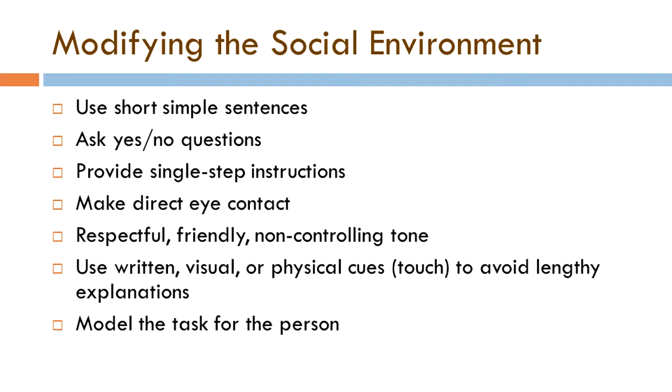Ask yes or no questions, make direct eye contact, obviously interact with our loved ones in a respectful, friendly, and non-controlling tone, using written, visual, or physical cues to avoid lengthy explanations. So what we often say here is use a lot of visual input as well. So I might pantomime the task, let's go brush our teeth, let's go brush our hair, because then they're connecting the verbal with the visual and seeing me, oh, we're gonna go brush our hair, because maybe they don't fully understand the words, but they see the task of brushing their hair, brushing their teeth, let's go shave. Pantomiming it can help with the retention of what you want them to do.